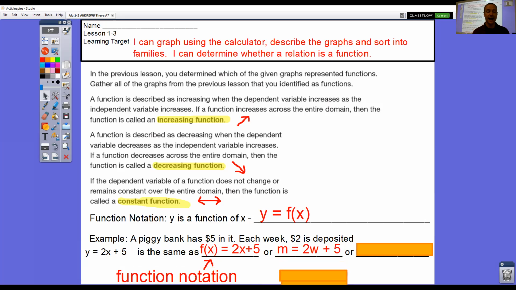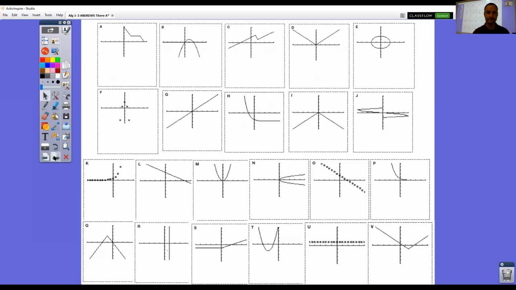Now, you're going to see along the different chapters, you're not always going to have x and you're not always going to have y. We might have money in terms of weeks. So the amount of money equals 2 times the number of weeks plus 5. Or in function notation, it would be m of w equals 2w plus 5. All 4 of these things essentially mean the same thing. It's just if you're writing it in y equals form or function notation.